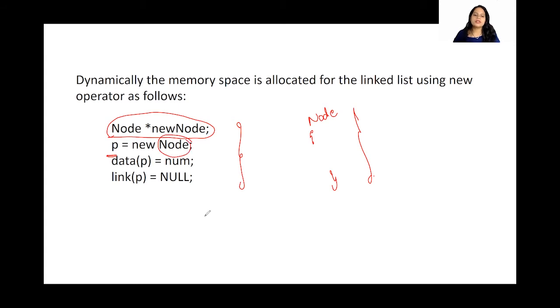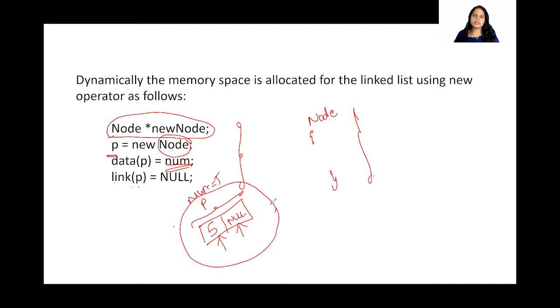Once I declare that, now P will have two parts, data and link part. Now what is the data part going to hold? Whatever the number we want to store. Suppose this num has 5 stored, then 5 is going to get stored here. And link of P, what is that? This is my P, this entire thing is my P. So link of P is going to become null. So by doing this, I have created a node.